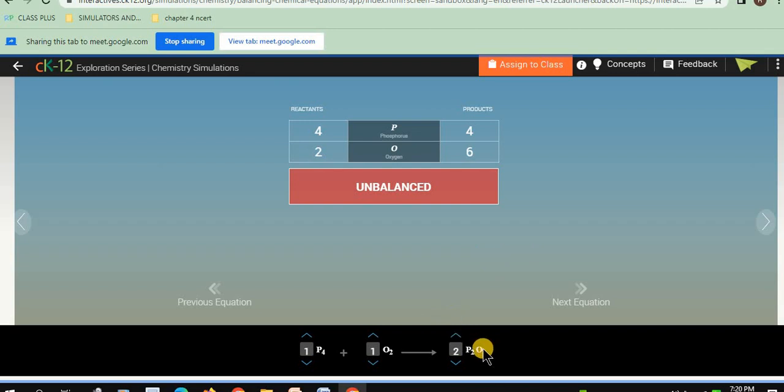Now how many oxygen came on the right hand side? 6. 3 into 2, 6. You want to make 6 here. How? What will you do? Multiply by 2. See, as soon as we are doing it, it is getting multiplied by the balance sheet. Is it clear to everyone? Shall we go for the next? Yes, sir.